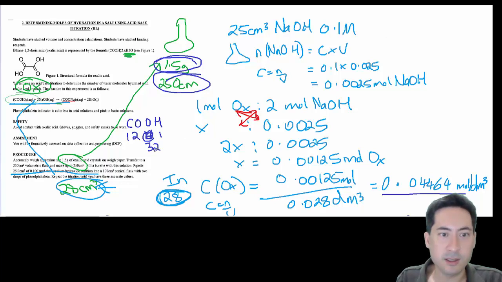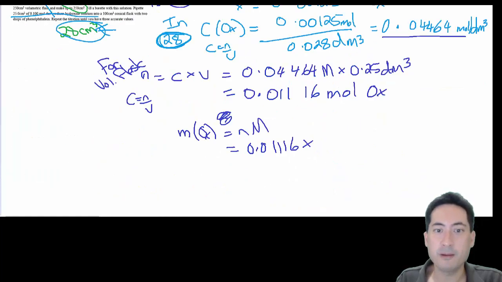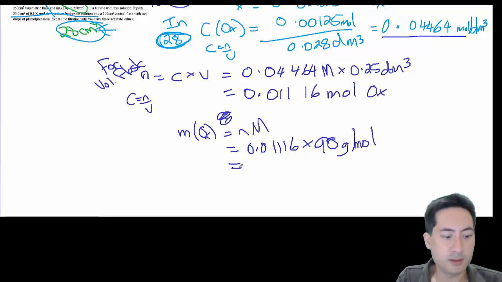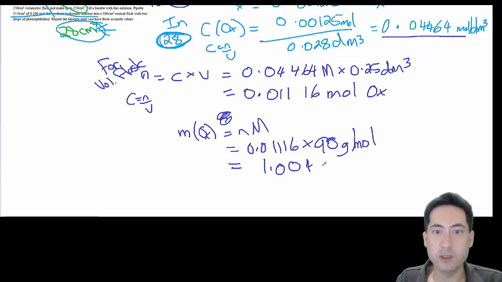And so that's 13 plus 32, which is 45, times 2 is 90, so it's 90 grams per mole. Alright, so 90 grams per mole, 0.016, I'll times that by 90, and that gets me 1.004 grams of oxalic acid.